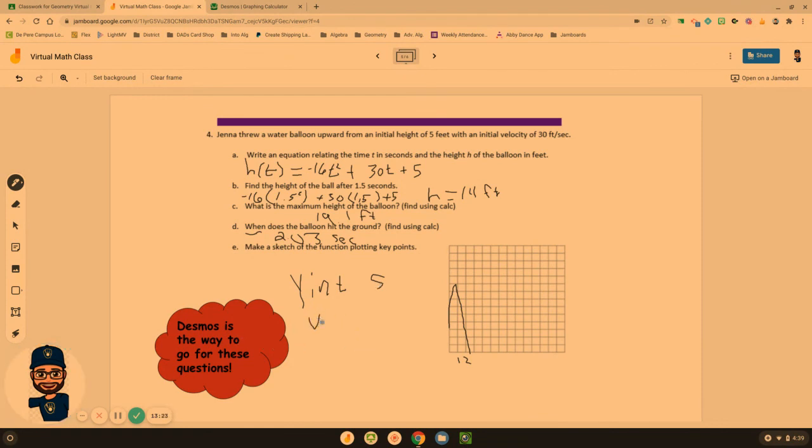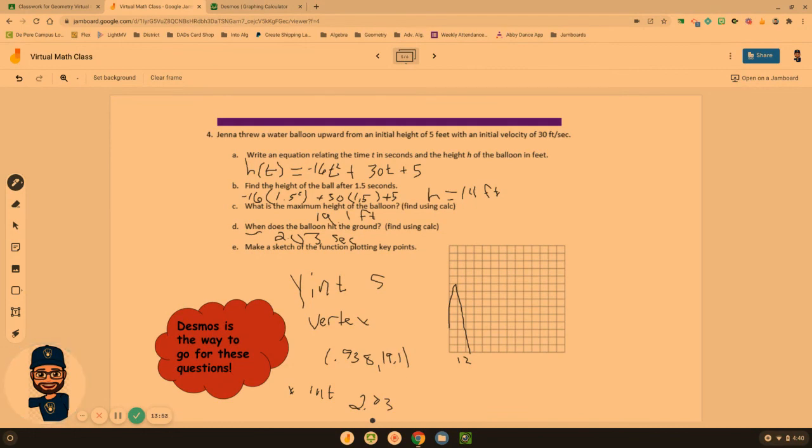The vertex was at the point 0.938, 19.1, and the x-intercept was at 2.03. That's when it came back to the ground.